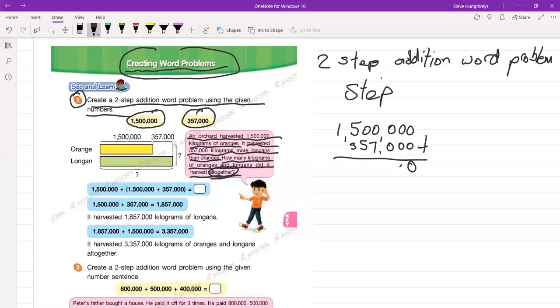0, 0, 0, comma, 7, 5, 8, 1. Okay, that is the amount of longans. That's step one. Now we need to add this amount to the amount of oranges to find the total altogether. So this is step one, this is step two.